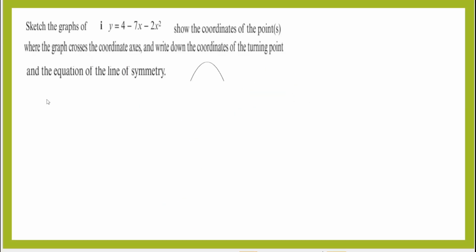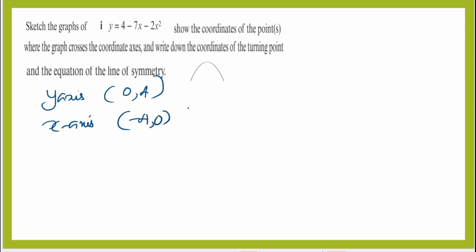Now let's try to sketch the given function. The graph crosses the y-axis at (0, 4). Now the crossing of the x-axis is given by (minus 4, 0) and (1 by 2, 0). Now the turning point is given by (minus 7 by 4, 81 by 8).